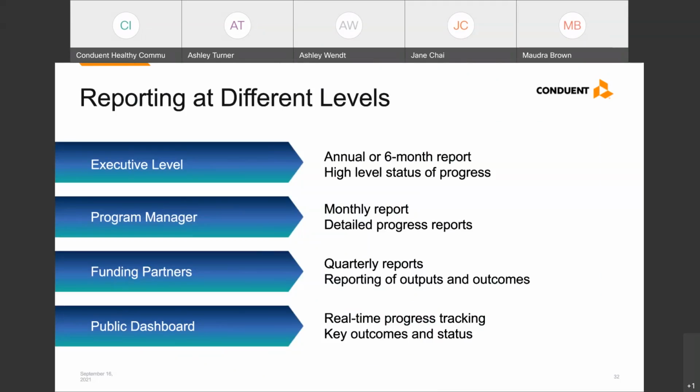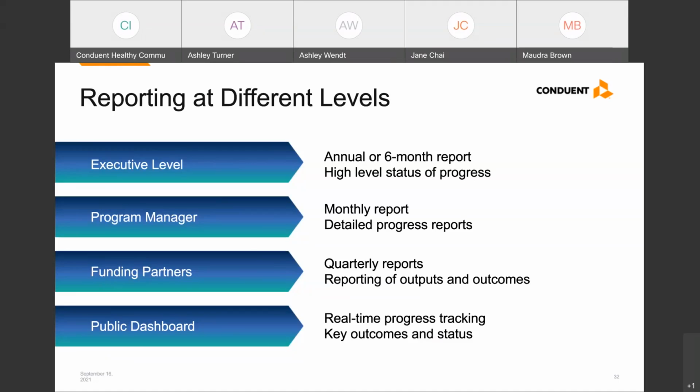So they might need a report every 6 months or even annually. Then you might have a program manager who needs to see more details about what's been completed and what the progress is. This type of person may need to be updated more regularly, possibly monthly. And funding partners may need quarterly reports to see outputs and outcomes or grant deliverables.